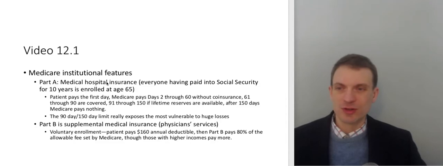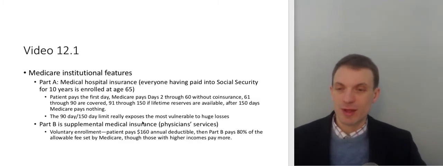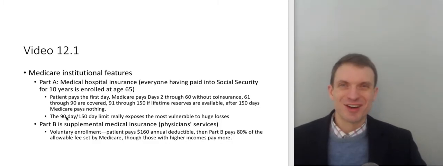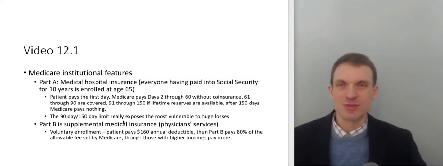Medicare Part A is the hospital insurance, right? The structure is that the patient pays the first day. Medicare pays days 2 through 60 without co-insurance. Then days 61 through 90 are covered, and days 91 through 150 if lifetime reserves are available for the patient. Beyond 150 days, Medicare is not paying anything. In fact, beyond 90 days, if the lifetime reserves are not available, then Medicare is not paying. So this 90 to 150 day limit, depending on the individual patient's lifetime reserve circumstances, does certainly expose the most vulnerable and the sickest to huge losses, right?